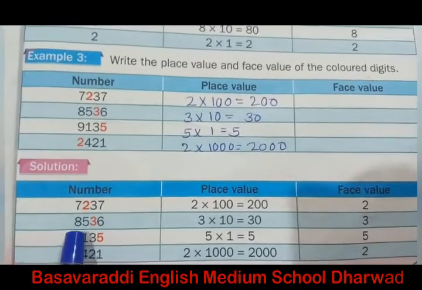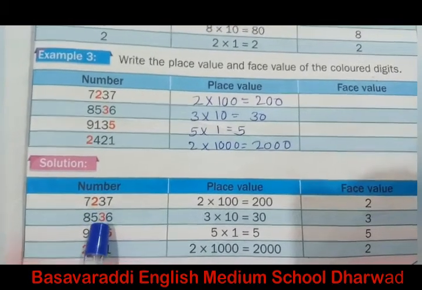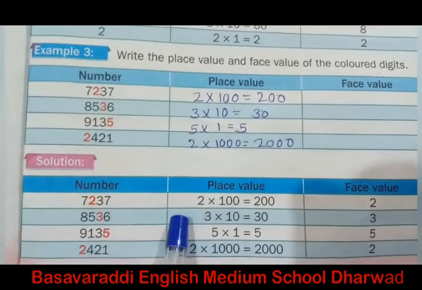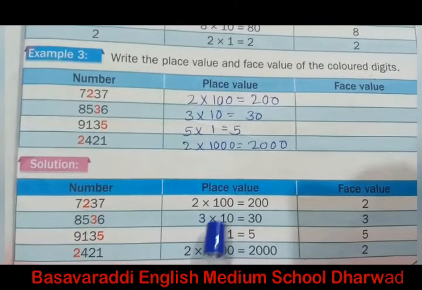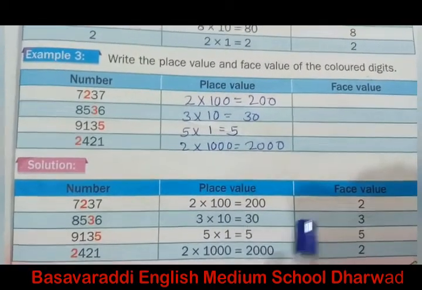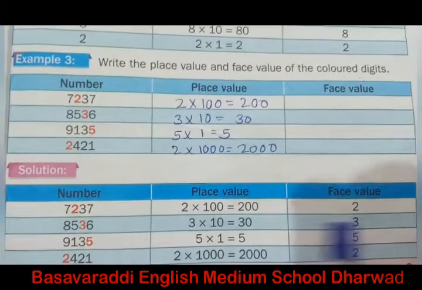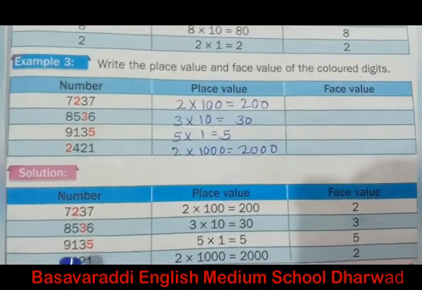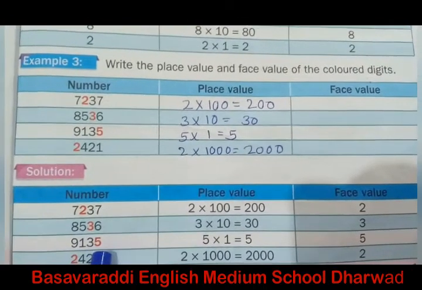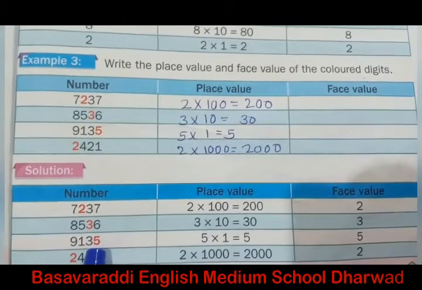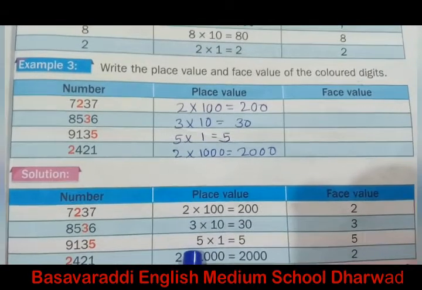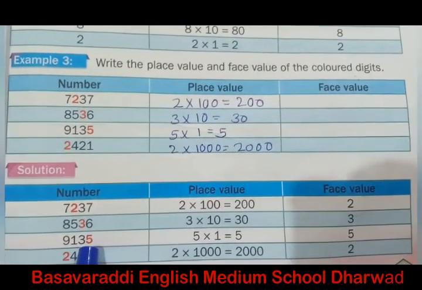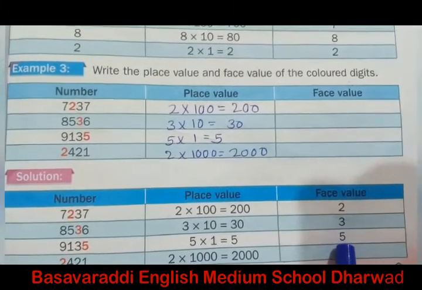Then 8536. The colored digit is 3, in the tens place. 3 into 10 is equal to 30. The face value is the same, itself, 3 only. Then 9135. 5 is in the ones place, so we multiply by 1. 5 into 1 is 5 only. The face value is 5 only.